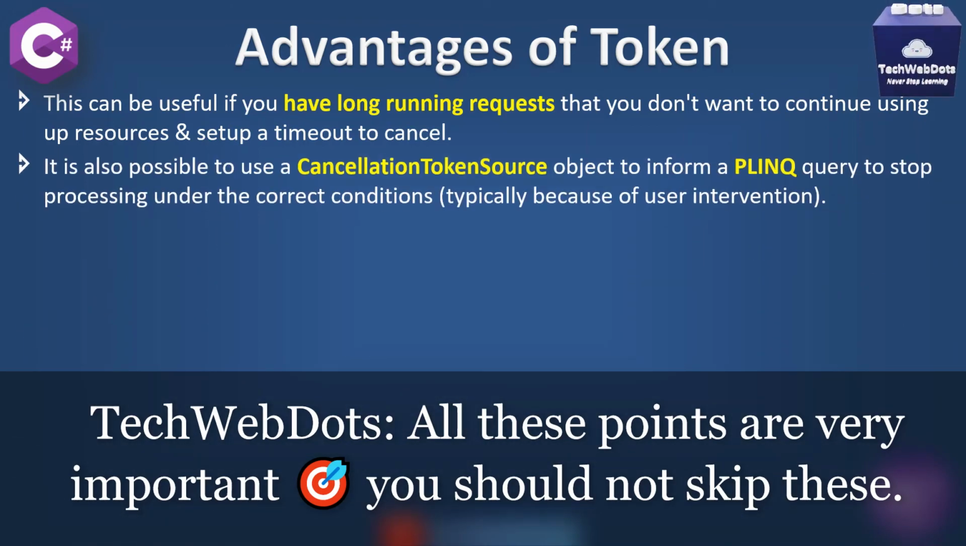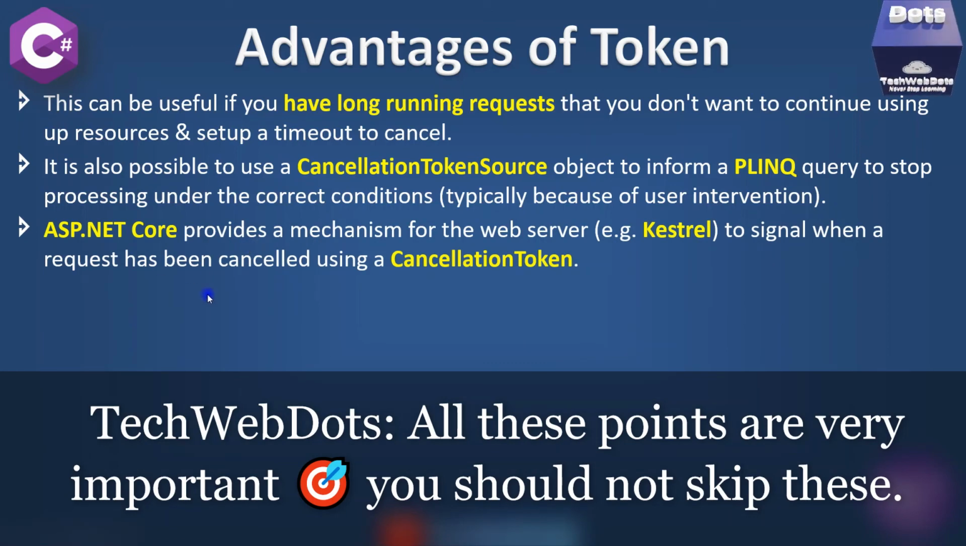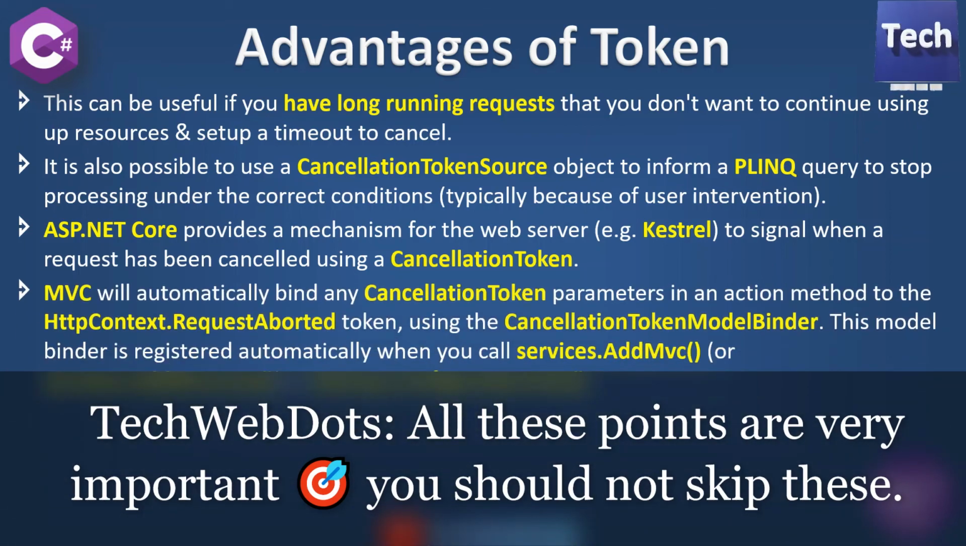It is also possible to use a cancellation token source object to inform a PLINQ query, which is a parallel LINQ query, to stop processing under the correct conditions, typically because of user intervention. So we can say this cancellation token phenomenon also supports PLINQ. And ASP.NET Core provides a mechanism for the web server, Kestrel with .NET Core, to signal when a request has been cancelled using a cancellation token. In MVC especially, it will automatically bind a cancellation token parameter in an action method to HttpContext.RequestAborted. This point is very important.